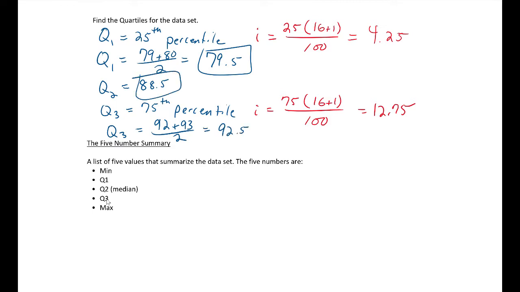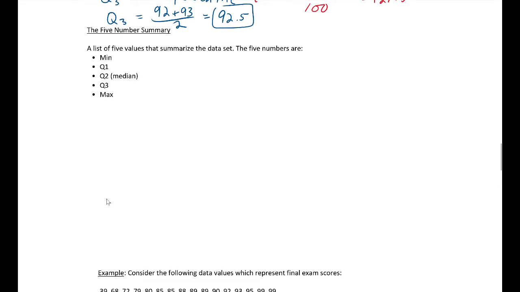Okay. So those are our quartiles. Q1, 79.5. Q2, 88.5. Q3, 92.5. Okay, trying to move along here.